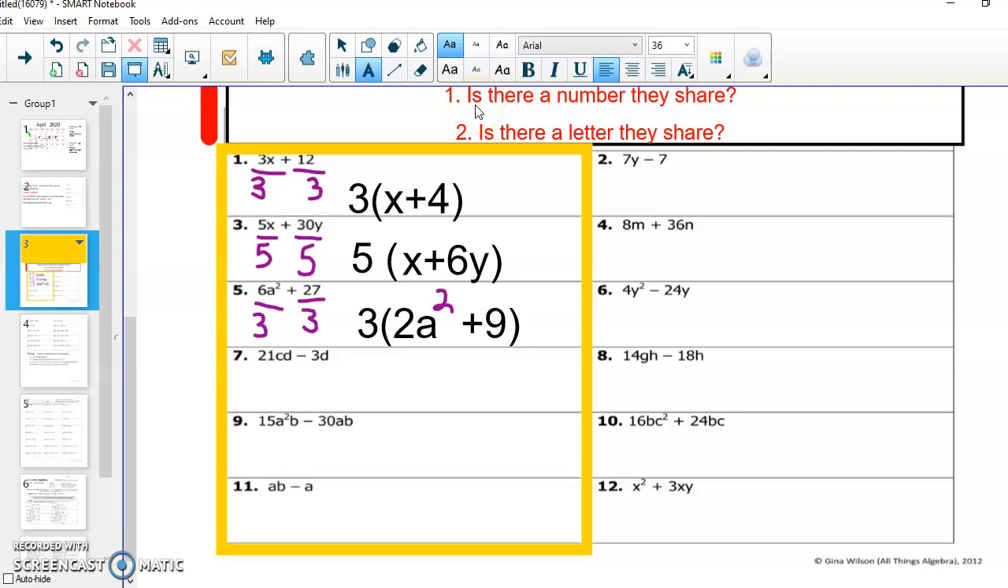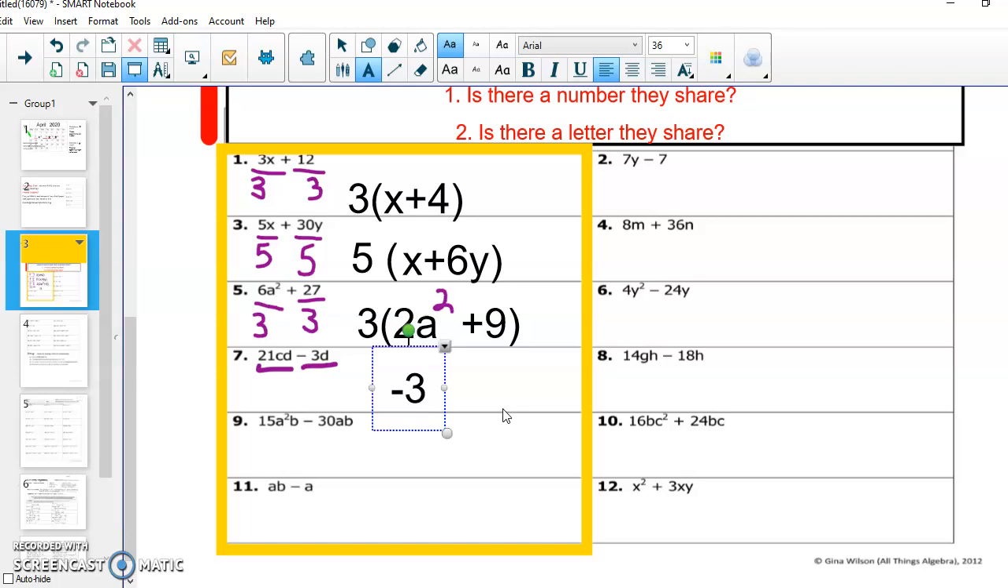Is there a number that our 2 terms share? I see my first term is 21CD, and my second term is -3D. I see in this problem I have 21 and -3. I know that -3 goes into -3, and I also know that -3 can go into 21. So let's start with the first number that they share, which is -3.